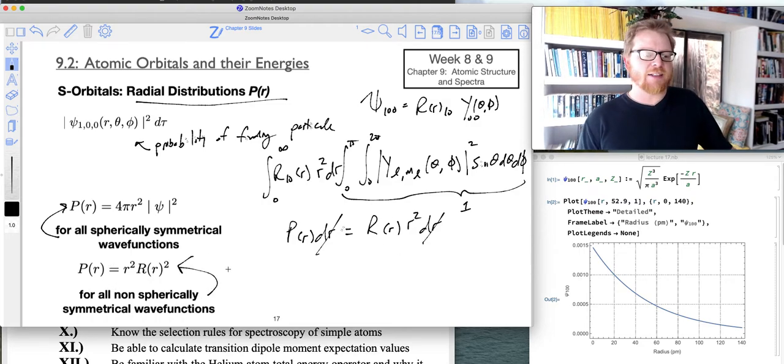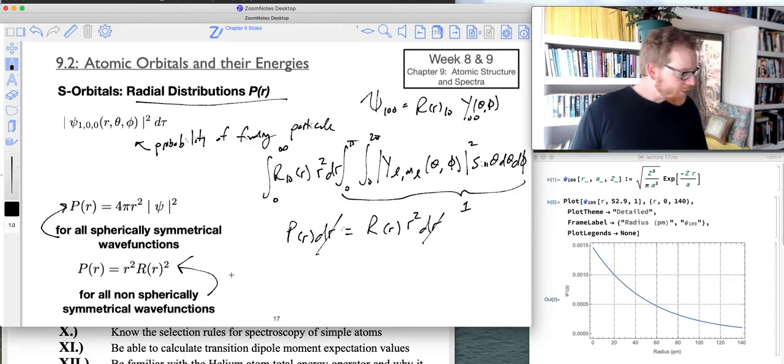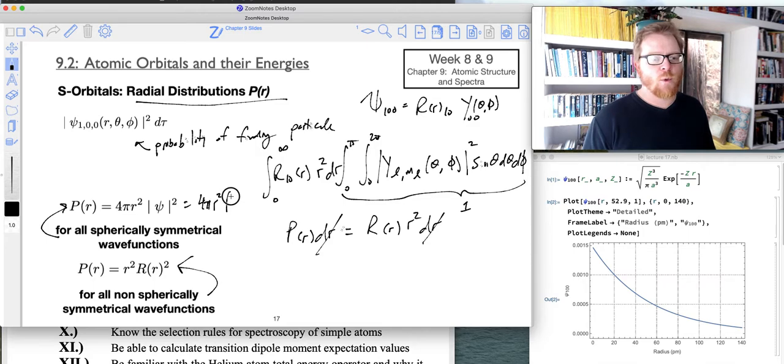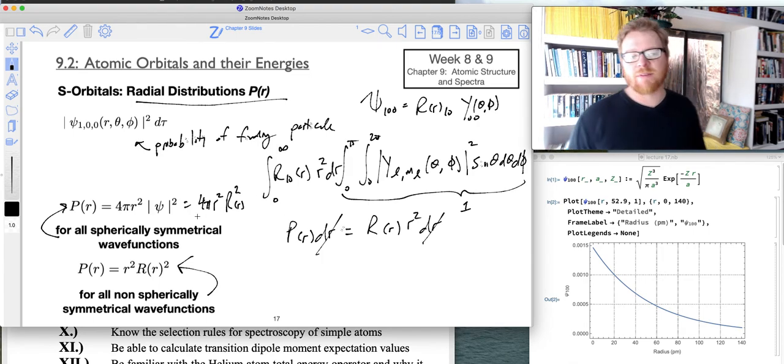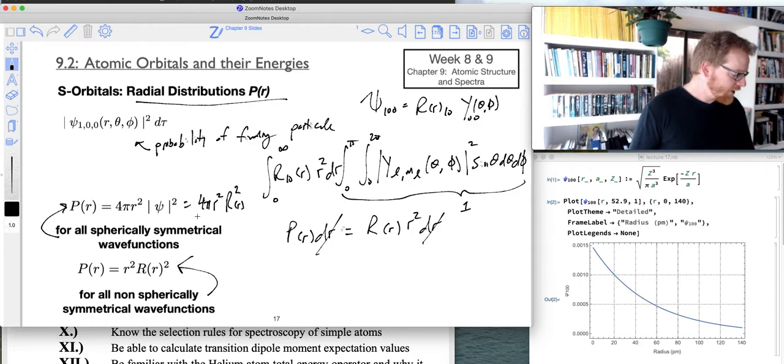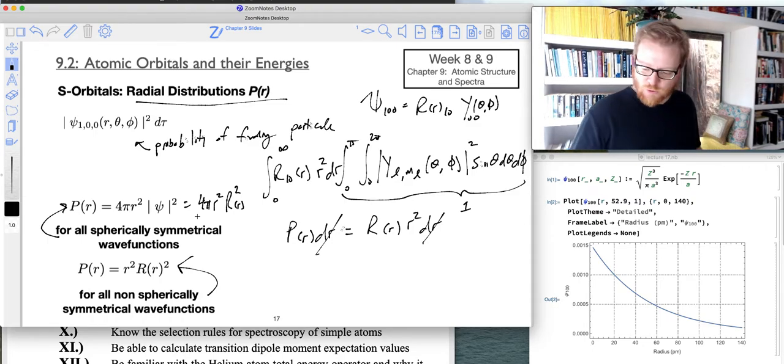And this ends up being the case for all non-spherically symmetrical wave functions. And buried within the proof that I'm not going to go into in full detail, for all spherically symmetrical wave functions, there's an additional factor of 4 pi. And I should say that equals 4 pi r squared times R of r squared, because in this sense the spherical harmonic wave function is normalized to 1. And again, we have to include that additional 4 pi factor for spherically symmetrical wave functions. So what does this graph look like?